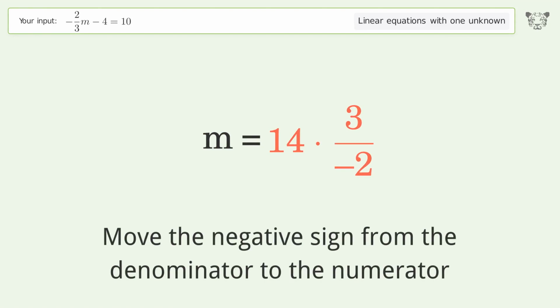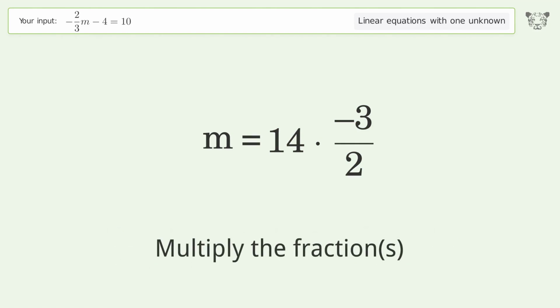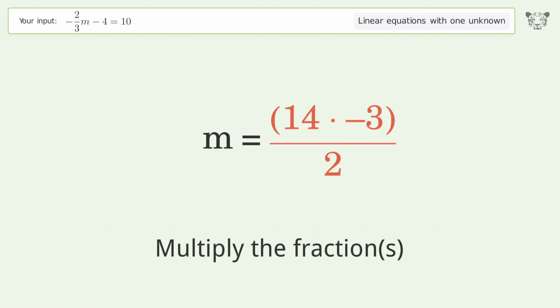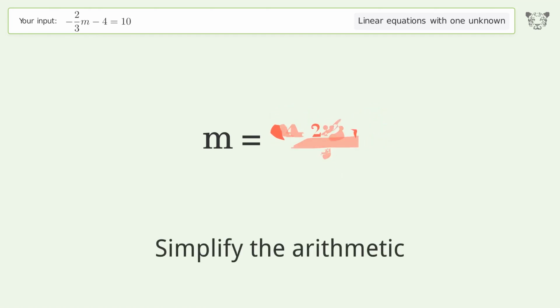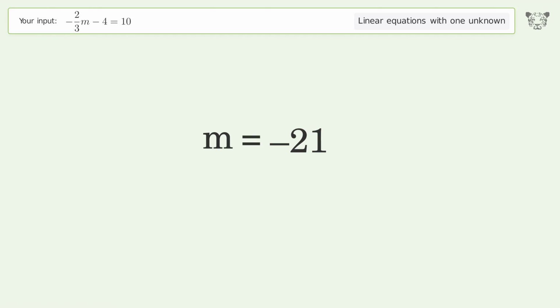Move the negative sign from the denominator to the numerator. Multiply the fractions. Simplify the arithmetic. And so the final result is m equals -21.